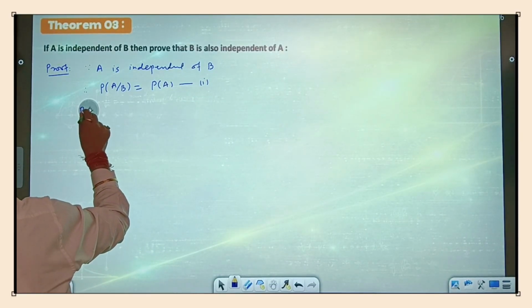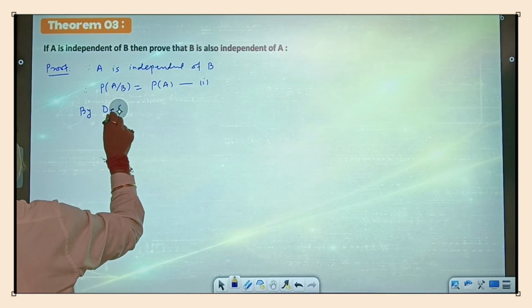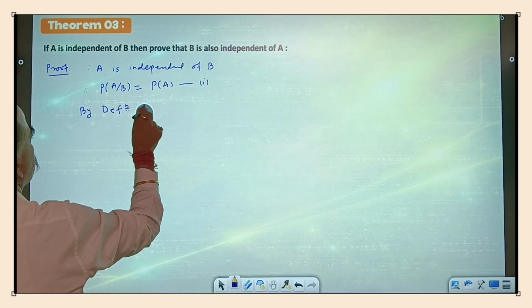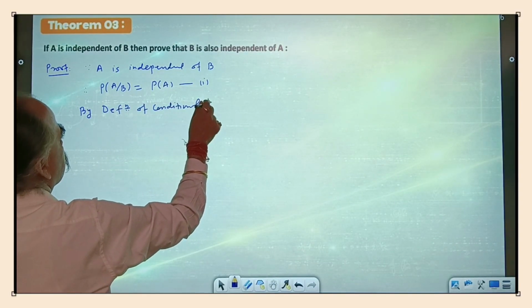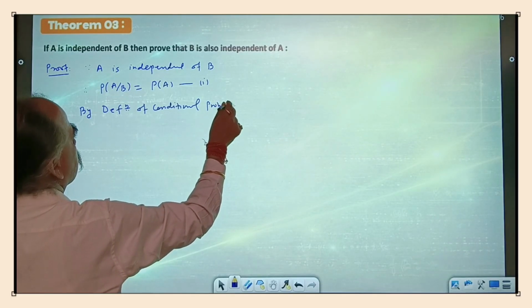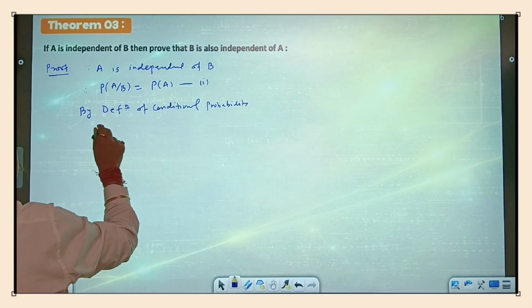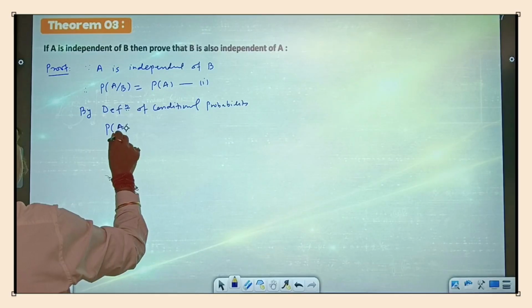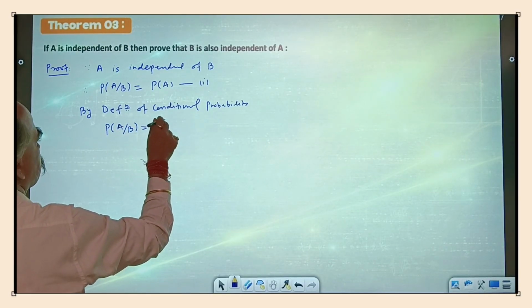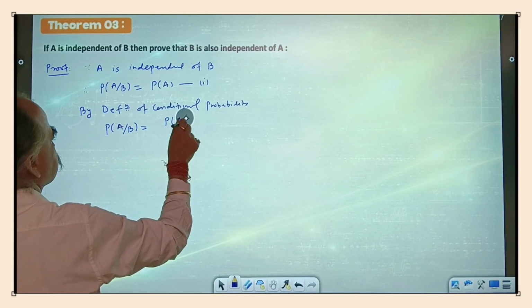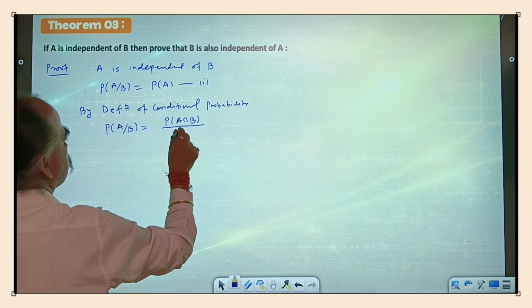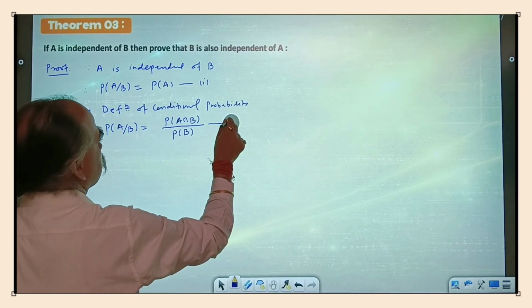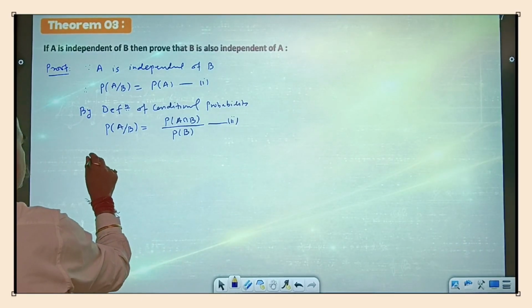By definition of conditional probability, P(A|B) is what? P(A intersection B) upon P(B). Equation 2.